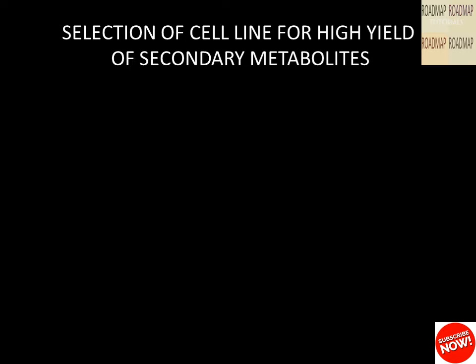Now, selection of cell line for high yield of secondary metabolites. The very purpose of tissue culture is to produce high amounts of secondary metabolites. Now, majority of callus and suspension culture produce less quantity of secondary metabolites, and it is mainly due to the lack of fully differentiated cells in the cultures.